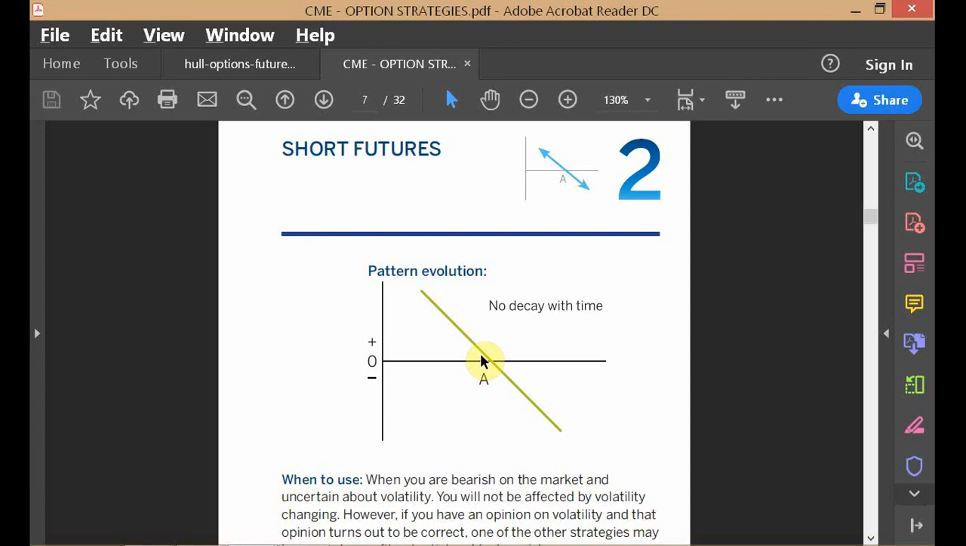Yeah. What position is this? So this is short call. This chart, what position is this chart? Short future. This is a short futures position, same as a short spot position, short forward, short swap.